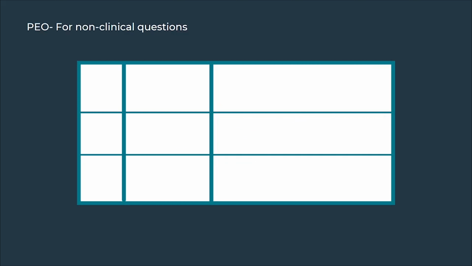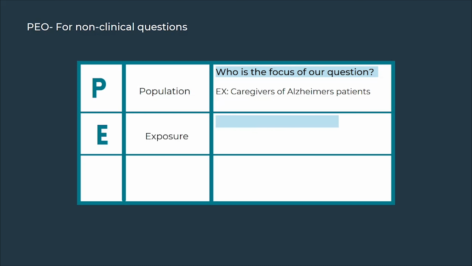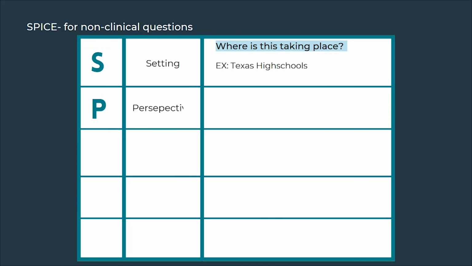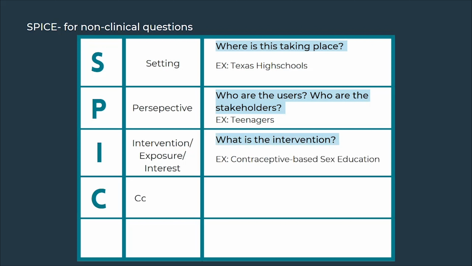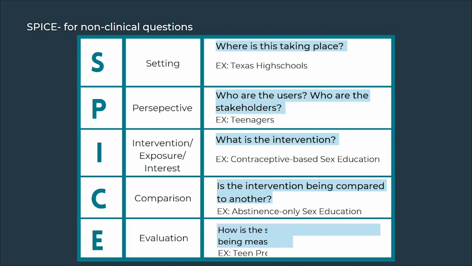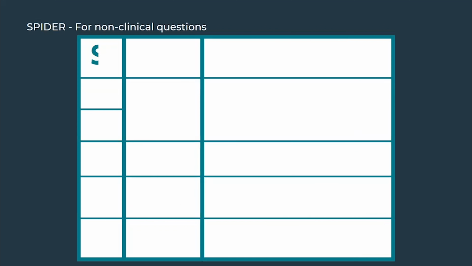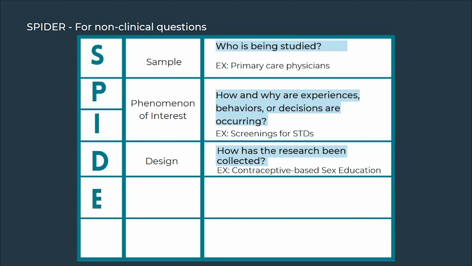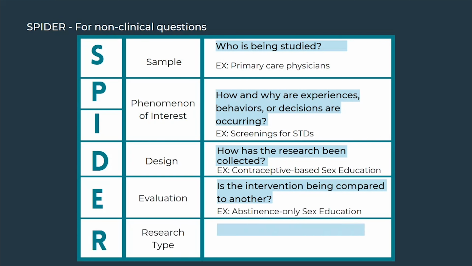Other useful frameworks include PO, which stands for Population, Exposure, and Outcome. Then there is SPICE, which stands for Setting, Perspective, Intervention, Exposure or Interest, Comparison, and Evaluation. Finally, there is SPIDER. SPIDER stands for Sample, Phenomenon of Interest, Design, Evaluation, and Research Type.